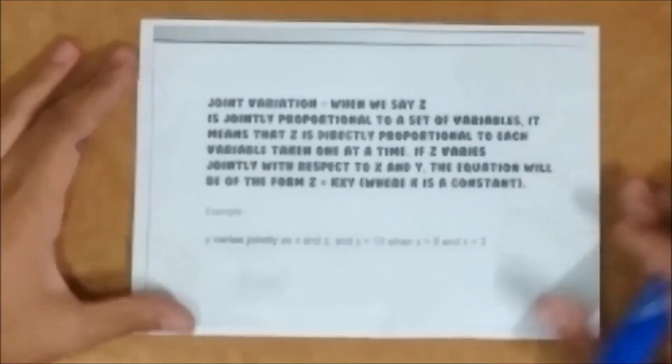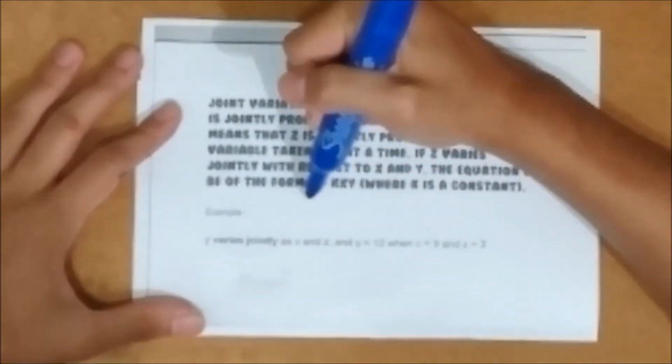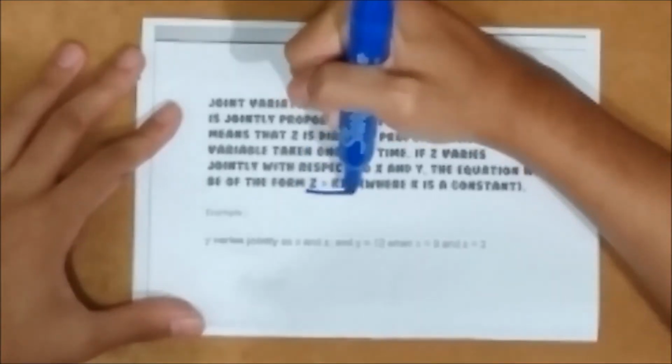Now let's move on to the joint variation. When we say z is jointly proportional to a set of variables, it means that z is directly proportional to each variable taken one at a time. If z varies jointly with respect to x and y, the equation will be of the form z equals kxy, where k is a constant. So this is the equation, z equals kxy.